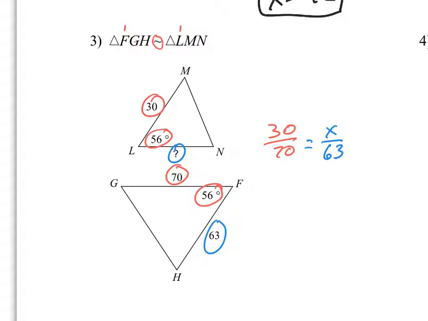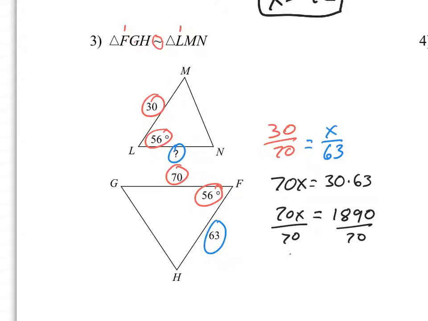Then we cross multiply. We'll get 70 times x equals 30 times 63. And 30 times 63 is going to be 1,890. Divide both sides by 70. And we'll get x is equal to 27.